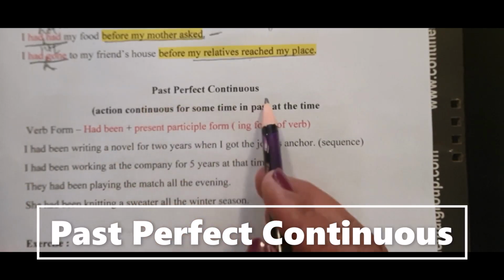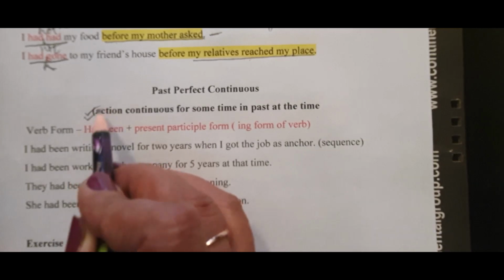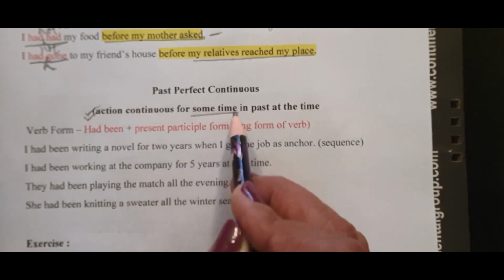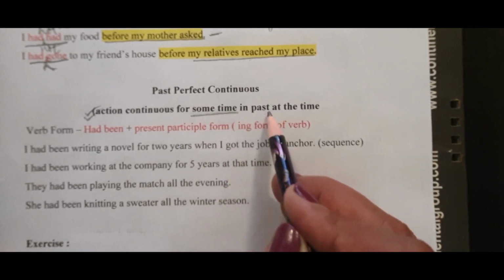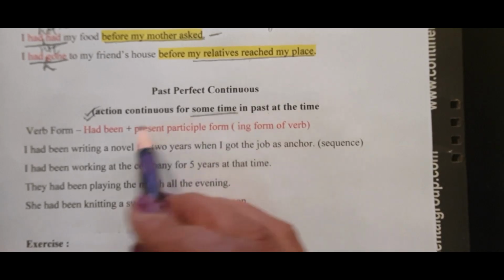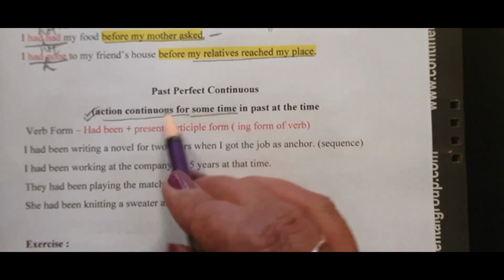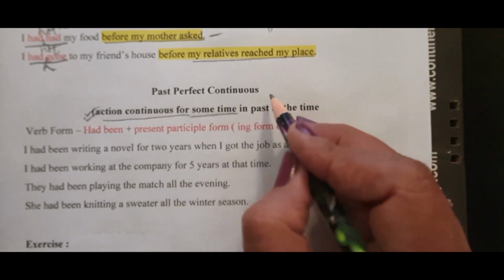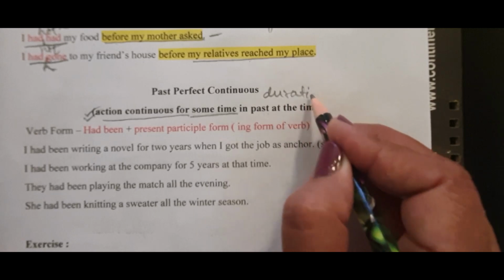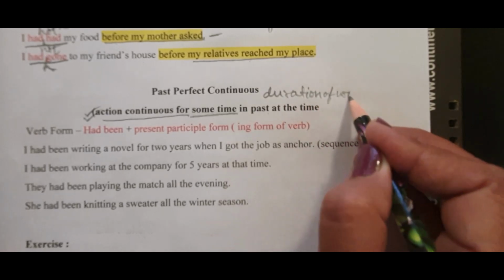Now let's quickly see past perfect continuous tense. It talks about the action or the work which had been continuous for some time or some period in the past about which we are talking. जिस पास्ट की हम बात कर रहे हैं उस समय कोई दूसरा एक्शन कुछ समय तक कंटिन्यू था. Past perfect continuous mainly talks about duration. It focuses or stresses the duration, the long duration of some work.